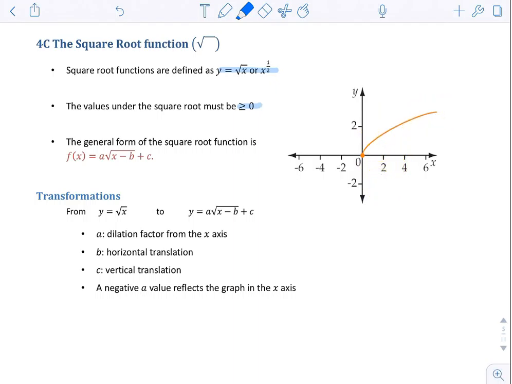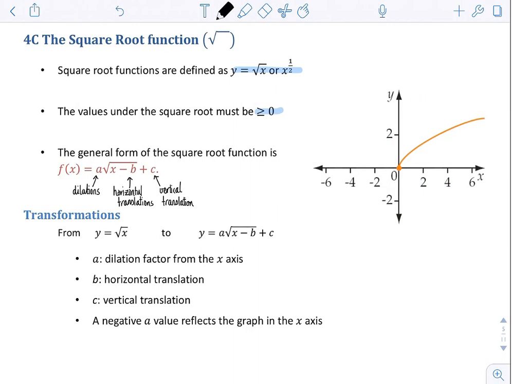Now this can undergo transformations, i.e. you can have dilations, so the a value would be your dilation. The horizontal translation, so b, for instance, would move in the x direction and c would move up. This is just the same as what we've normally done. So we've had h and k, which moved our turning point. With our hyperbolas, we had, I think it was b and c, and that moved our asymptotes.